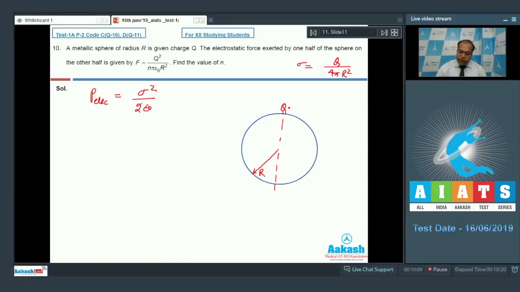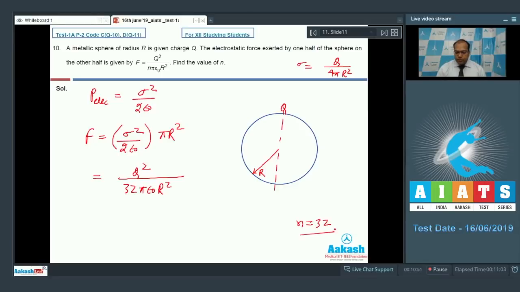This electrostatic pressure is the same at every point. So the force exerted on one half can be written as electrostatic pressure, that is sigma square divided by 2 epsilon naught, into projected area. The projected area of the half segment is pi r square. If I substitute the value of sigma, we get q square divided by 32 pi epsilon naught r square. So on comparison, the value of n comes out to be 32. The correct answer for question number 10 is 32.